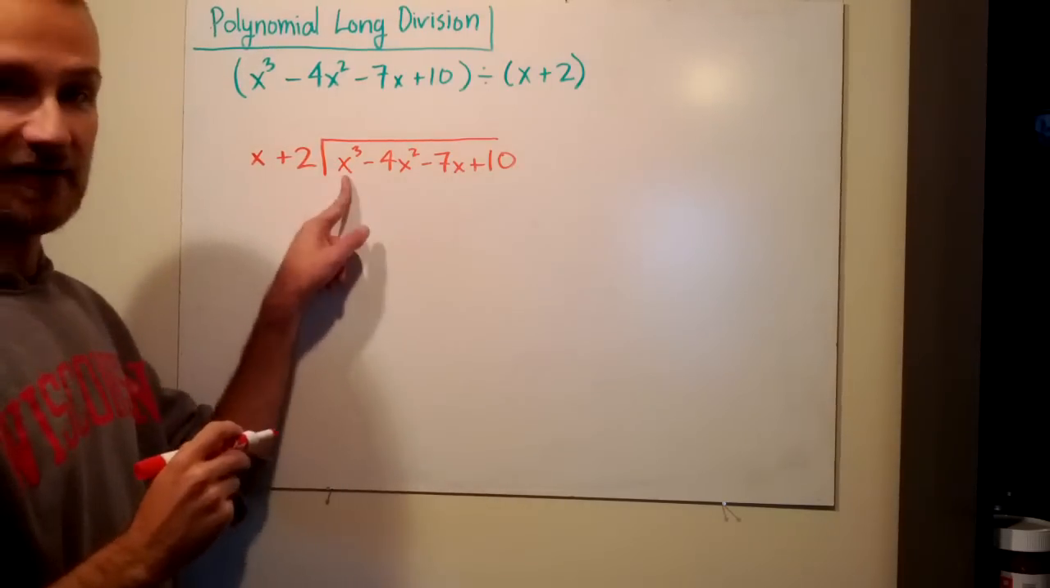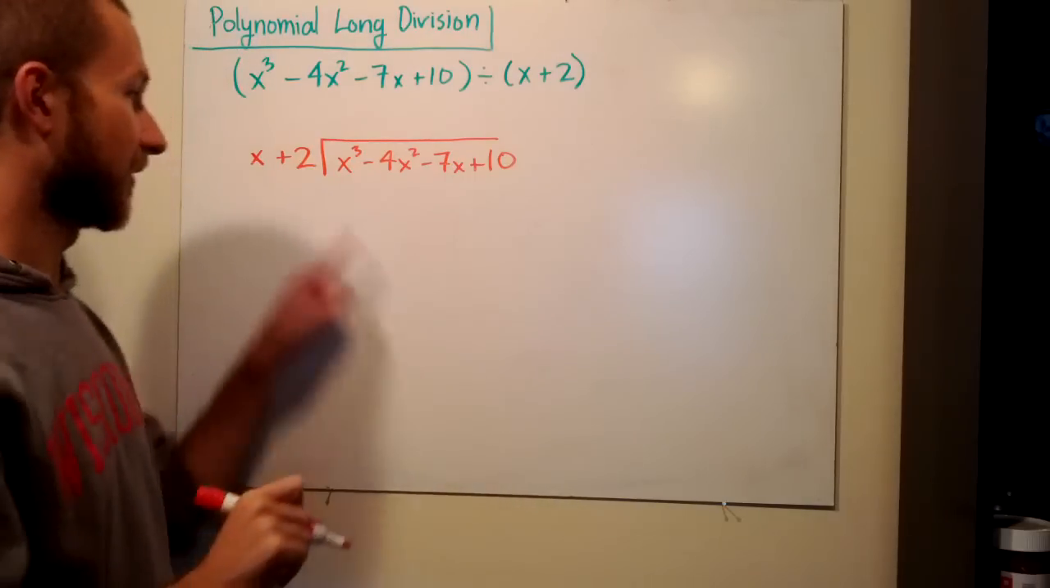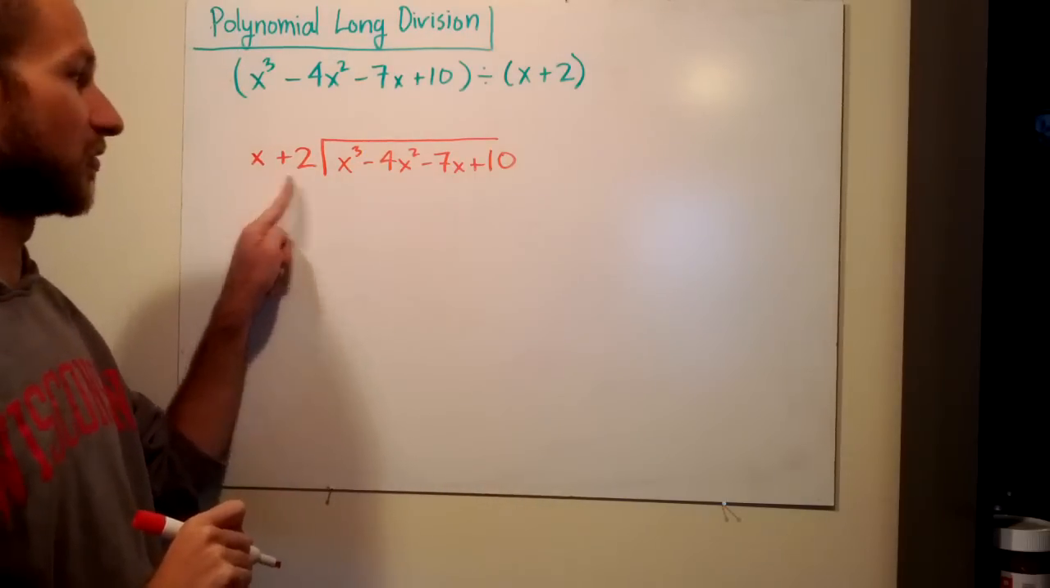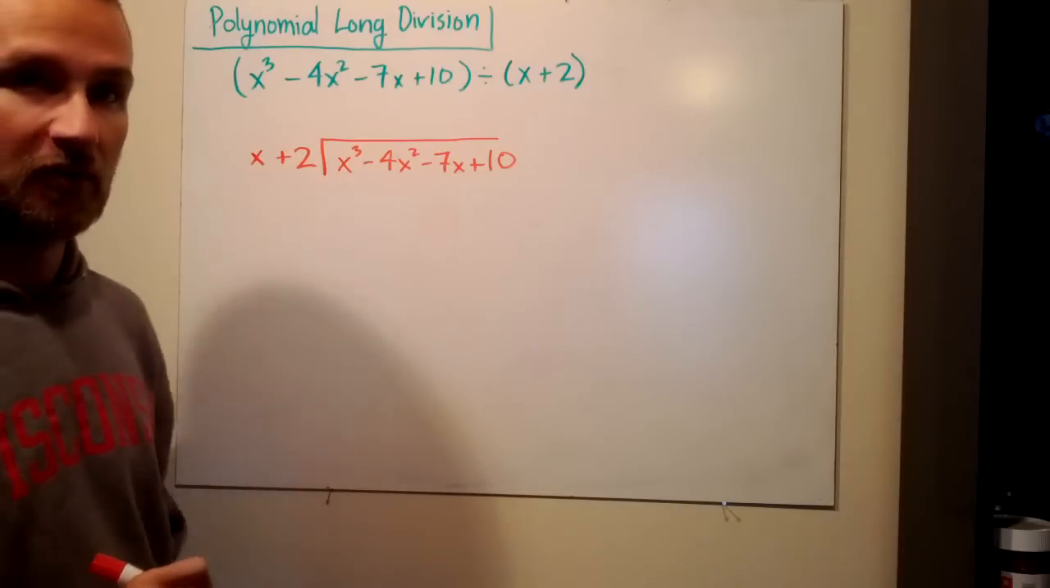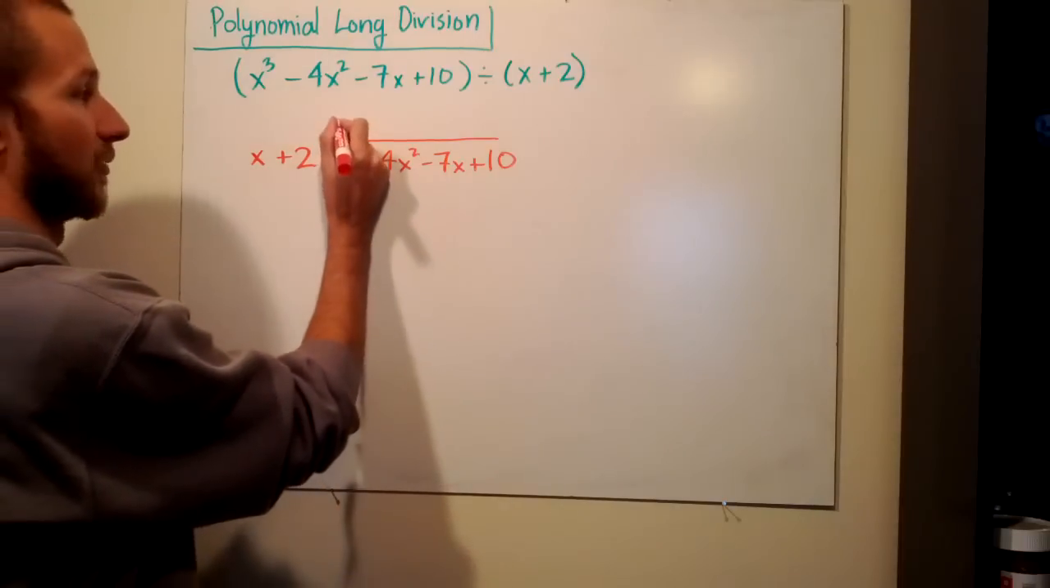And now to start the process for the division, I compare each of the first terms to each other. So x and x cubed. The question I need to ask myself is, what would I need to multiply x by in order to get x cubed? If I multiply x by x squared, that would give me x cubed. So I write that term here.